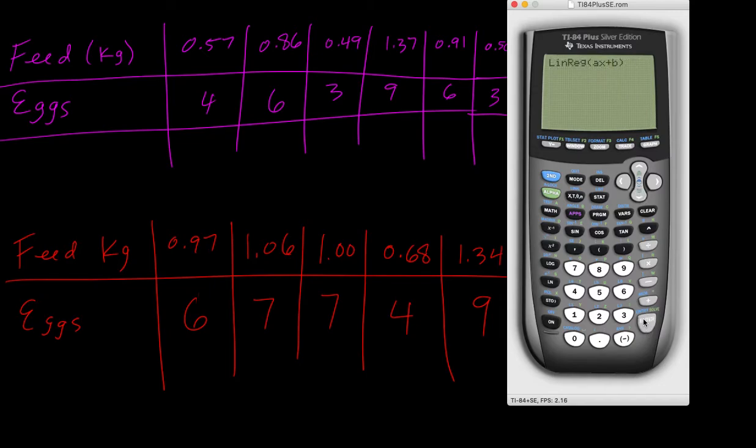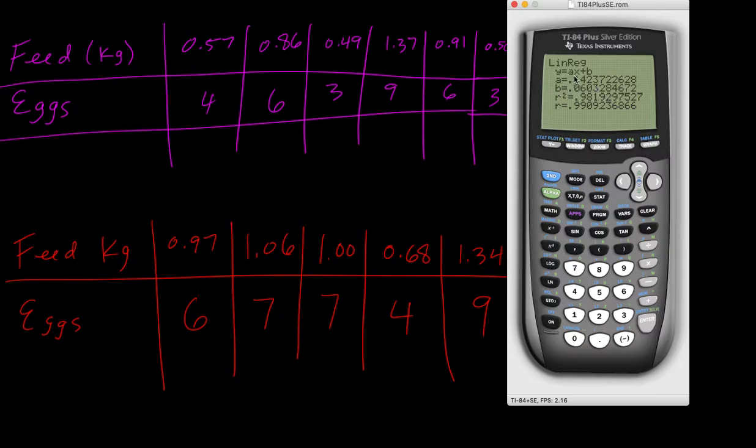Now, we've already done this in a previous video, but this time we want to do y comma x, and the reason why we do this is because we can more precisely measure the number of eggs than we can the amount of feed. And so if you ever have a y value that's easier to be precise with, we want to use this method. And so I'm just going to do y, which is my L2, comma L1, which was my x. Then I'm going to hit enter, and it's going to give me my equation.